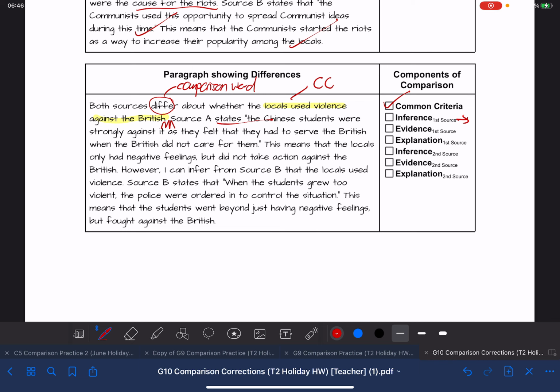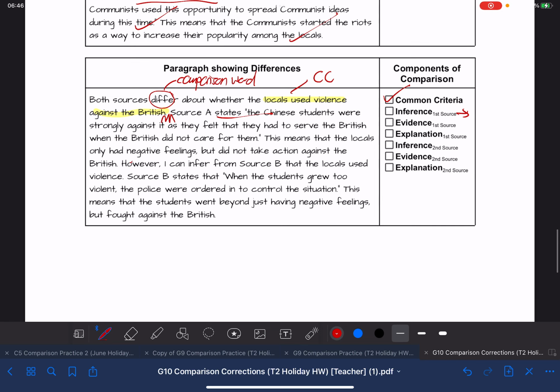Okay. Source A says that the Chinese students were strongly against it, the National Service Ordinance, as they felt that they served the British when the British did not care for them. This means that the locals only had negative feelings but did not take action against the British. Okay, so here I do see that there's a link between the actions by locals and the common criteria. So I'm going to mark this as I accept this as your inference, and this is going to be your evidence. However, because this is considered to be your inference, I would say your explanation is lacking.